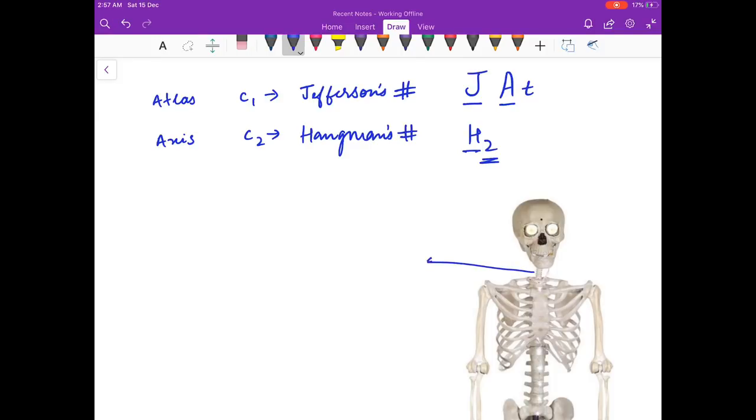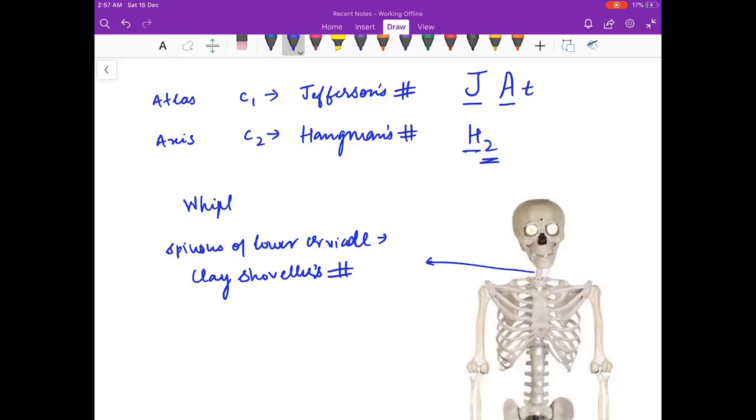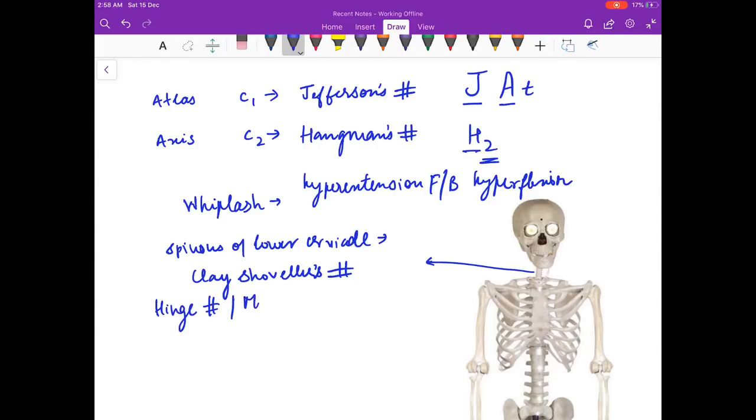Fracture of spinous process of lower cervical vertebra is Clay-Shoveler's fracture. What is whiplash injury? Whiplash injury is hyperextension followed by hyperflexion. What is hinge fracture or motorcyclist fracture? It is the fracture of base of skull.